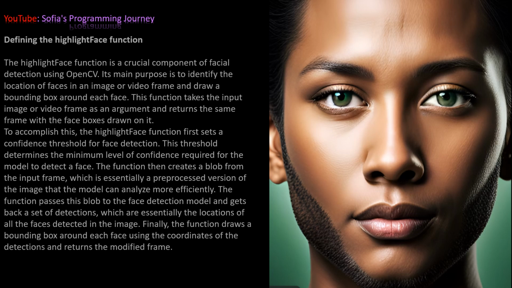The function then creates a blob from the input frame, which is essentially a preprocessed version of the image that the model can analyze more efficiently. The function passes this blob to the face detection model and gets back a set of detections, which are essentially the locations of all the faces detected in the image. Finally, the function draws a bounding box around each face using the coordinates of the detections and returns the modified frame.